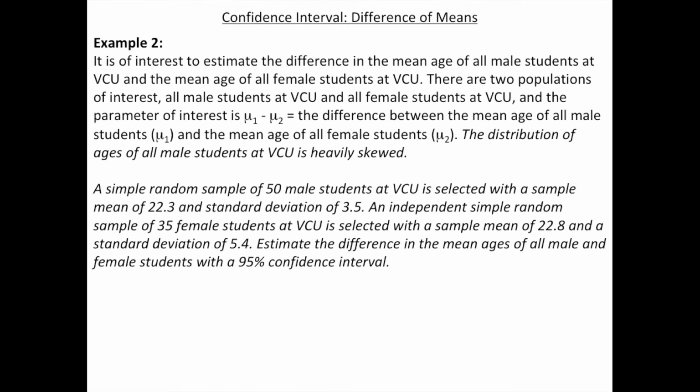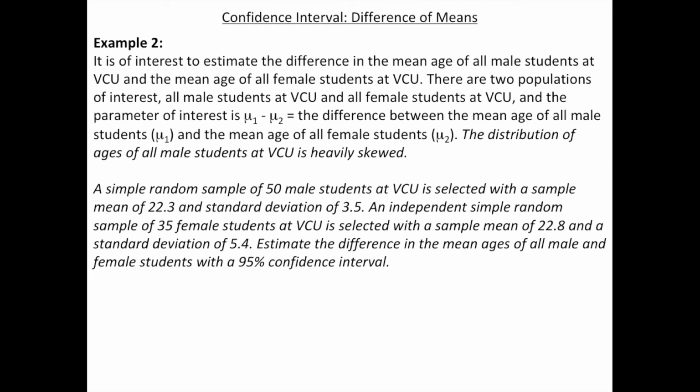Let's look at a similar example where now the distribution of ages of all male students at VCU is heavily skewed. A simple random sample of 50 male students at VCU is selected with a sample mean of 22.3 and a standard deviation of 3.5. An independent simple random sample of 35 female students at VCU is selected with a sample mean of 22.8 and a standard deviation of 5.4. Again, we need to estimate a 95% confidence interval.